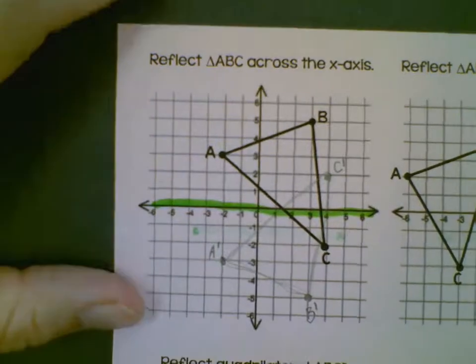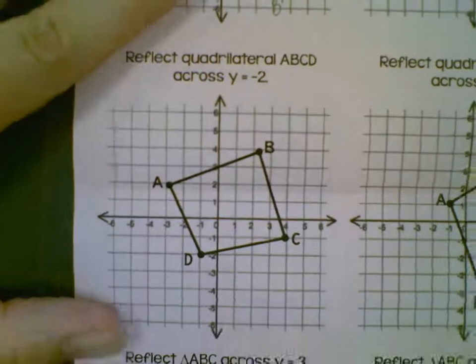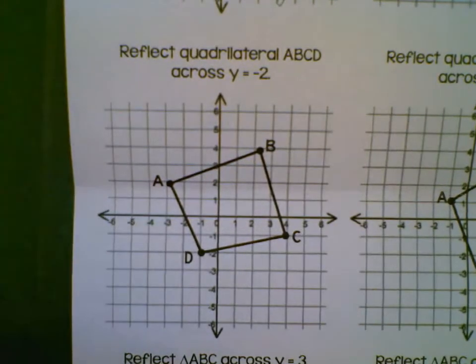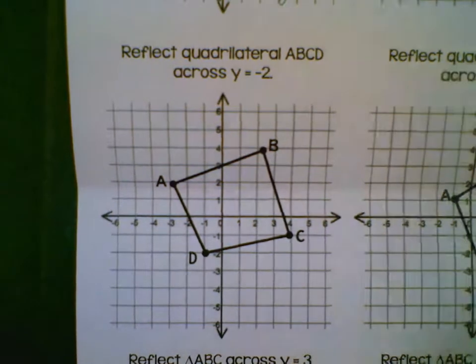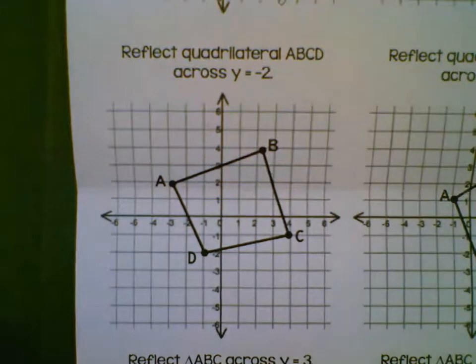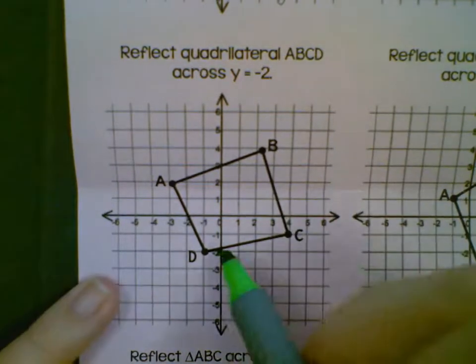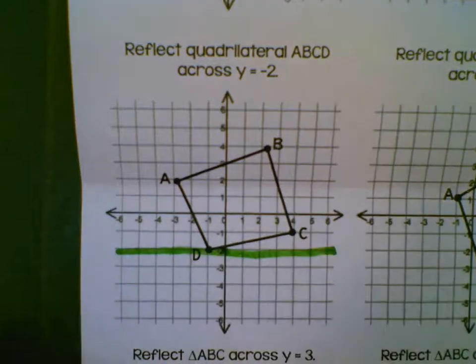Okay, so let's try the one below that. So this time we're reflecting across the line y equals negative 2. So it's not the x-axis anymore. It's the line y equals negative 2. So you have to think back from algebra how to graph that. We know it's going to be a horizontal line because we're in the horizontal graphing column. But y is at negative 2 right here. So that means that it's along that y equals negative 2 line.